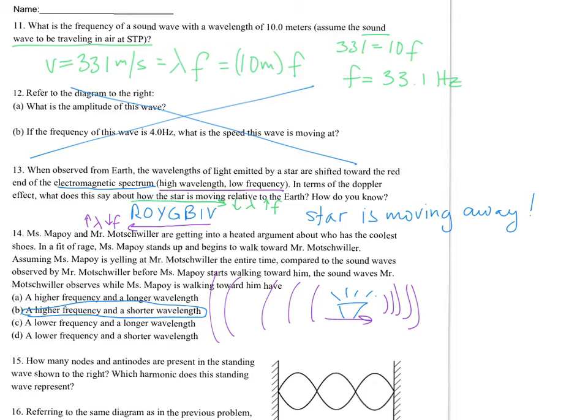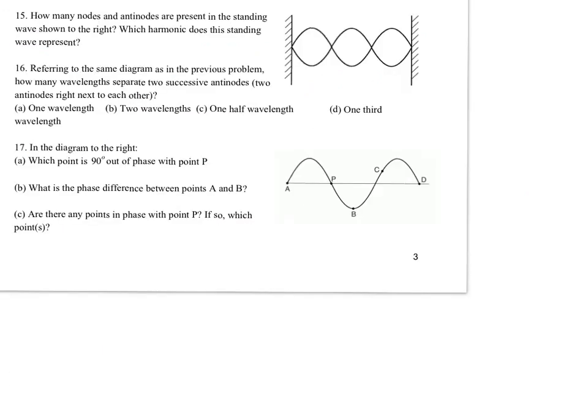Okay, 15, we look at a standing wave. So this is what it looks like essentially. How many nodes and antinodes are present in the standing wave shown to the right? So the nodes I'm going to circle here in purple. These are the parts that don't move. We have 4 of them. The antinodes I'm going to draw lines with in green. So we have 3 of them. 4 nodes, 3 antinodes. Okay, and which harmonic does the standing wave represent? It represents the 3rd harmonic.